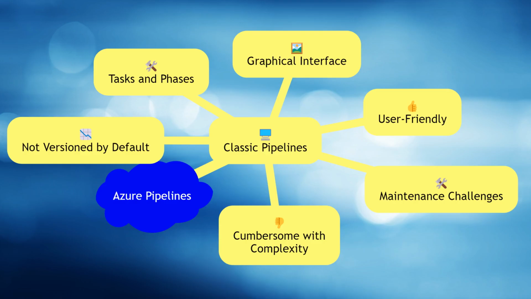Classic pipelines in Azure Pipelines are created using a graphical user interface. They consist of a series of tasks and phases that define the build and release process. While Classic pipelines are user-friendly and easy to set up, they can become cumbersome to manage as the complexity of the pipeline increases. Changes to Classic pipelines are not versioned by default, making it difficult to track changes over time. This can lead to challenges in maintaining and troubleshooting the pipeline.